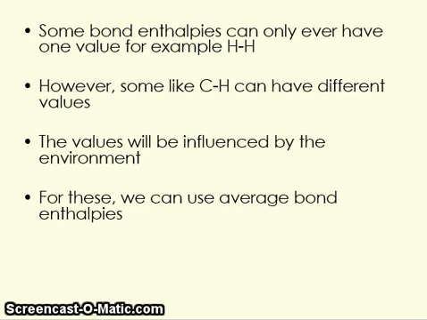And for these ones, because we don't want to measure the CH bond in every single different environment, we use average bond enthalpies, which means we find out, for example, a CH bond enthalpy over a range of different compounds and average it, and that gives us a useful value that we can use in calculations. However, it does mean that there will be a difference between experimental values and theoretical values for something like a CH bond, which can be in many different environments.